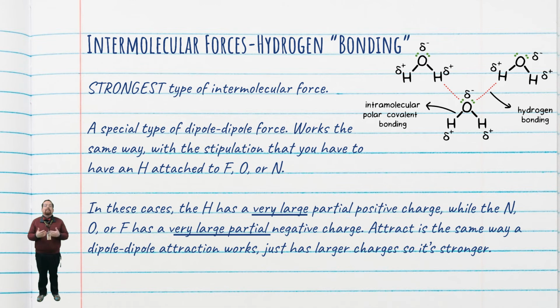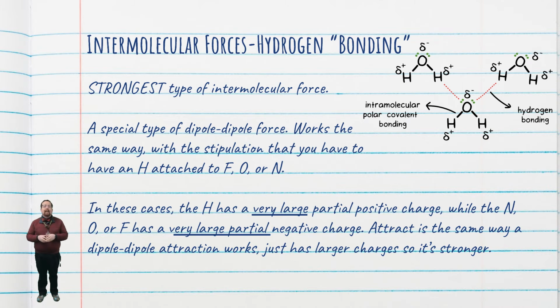Lastly, we have hydrogen bonding. This isn't actually a type of bonding, hence why it's an intermolecular force and not an intramolecular force. But we call it hydrogen bonding because these forces of attraction are the strongest forces of attraction between molecules, and sometimes they can become close to the strength of an actual bond. However, generally, hydrogen bonding is still about 25 times weaker than a covalent bond.